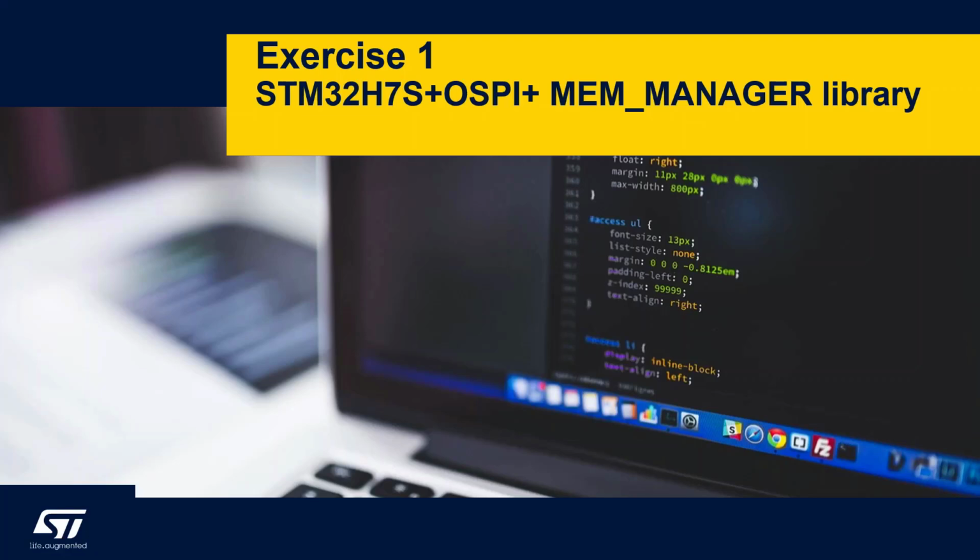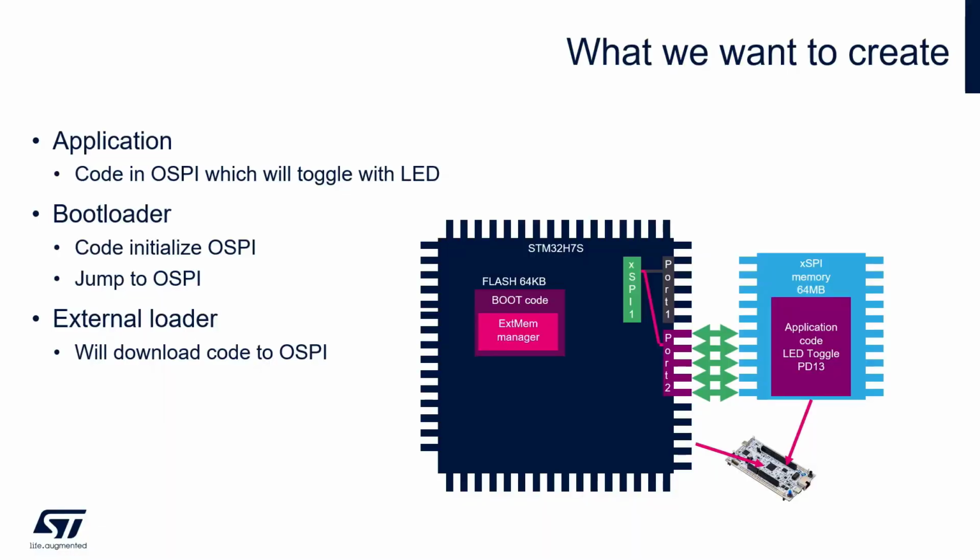So our first exercise. For this we will use the H7S, we will use the Octo SPI memory, and we will create basically 3 applications. One application, which will be the toggling of the LED, will be stored inside the external memory. Then we create the second application, which will be called the bootloader, and the job of this application will be to initialize the external memory and jump into this external memory.